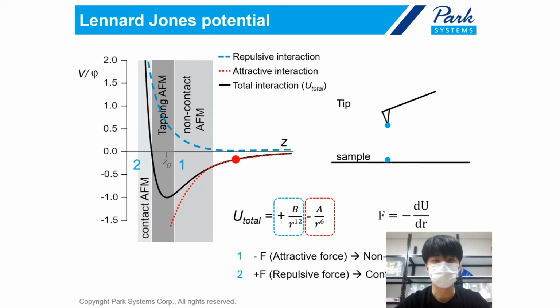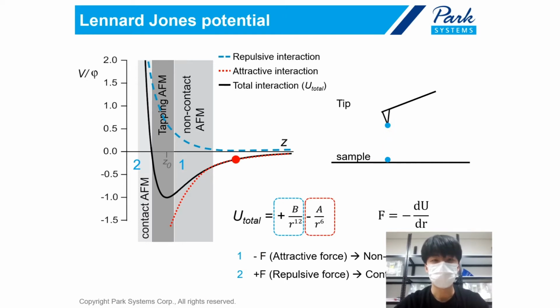This curve is called the Lennard-Jones potential, and we can see the relation between the potential and the distance between tip and sample. Think like there is an atom at the tip end, and the other is on the sample surface like this. I just express atoms with these sky circles.